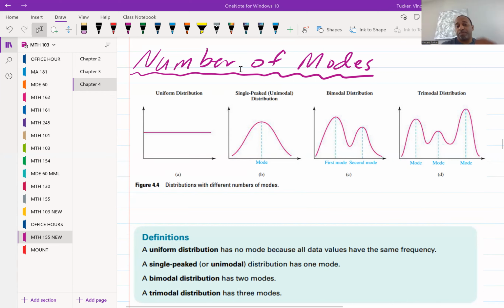And then trimodal, having three modes, and you have three different values that show up very frequently that you would have to acknowledge their presence. So you have these three peaks versus two peaks versus one peak, and no peak.